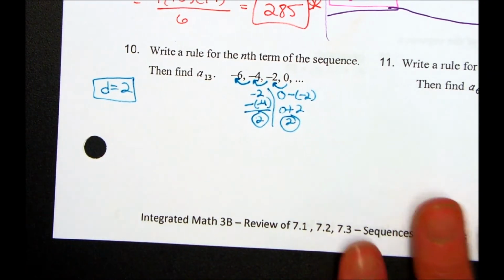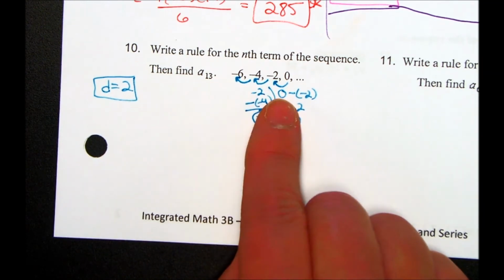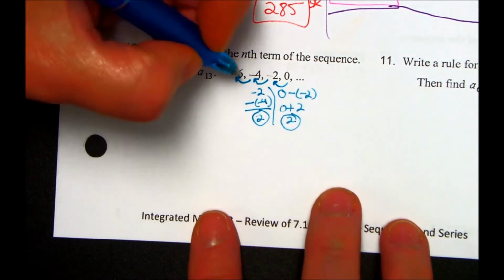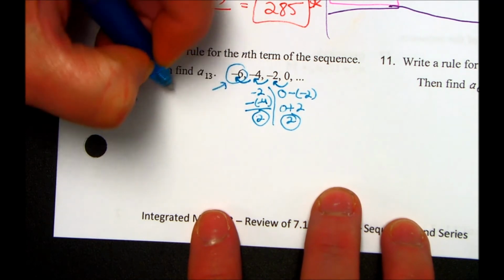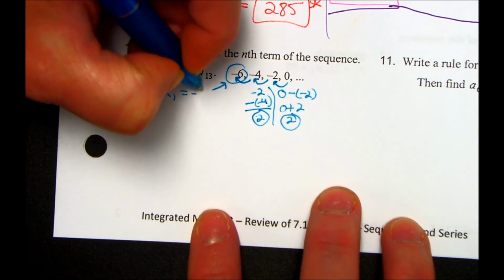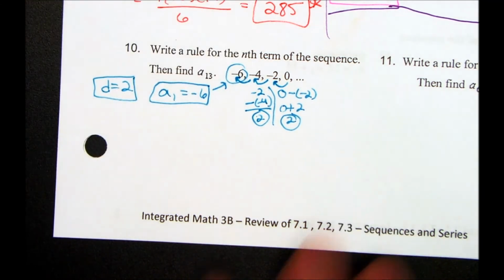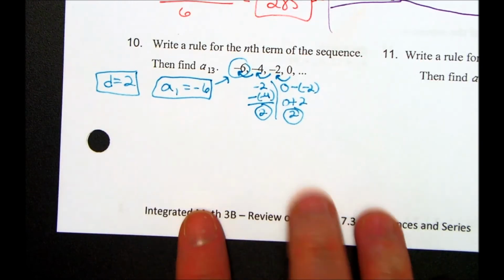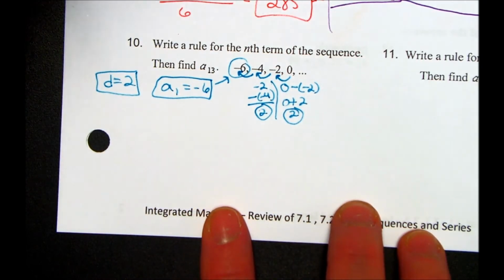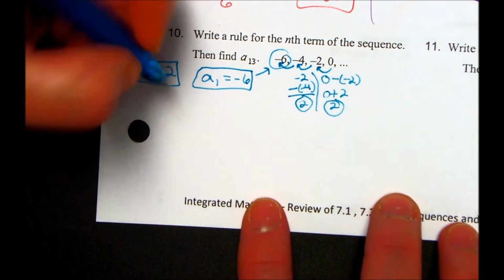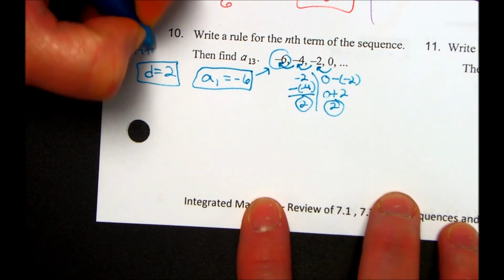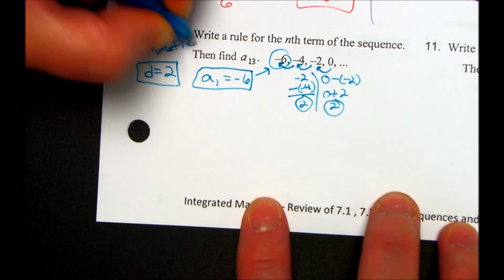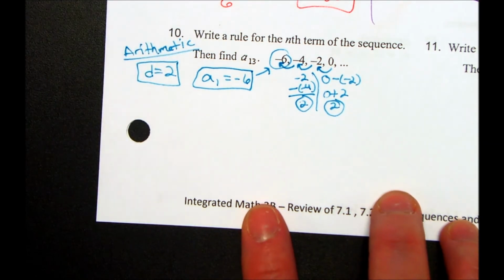What else do we need? We need to figure out the first term. Well, you're given the list, so the first term is given right there. A sub 1 is equal to negative 6. The rule is also on your formula sheet. So this is an arithmetic sequence.